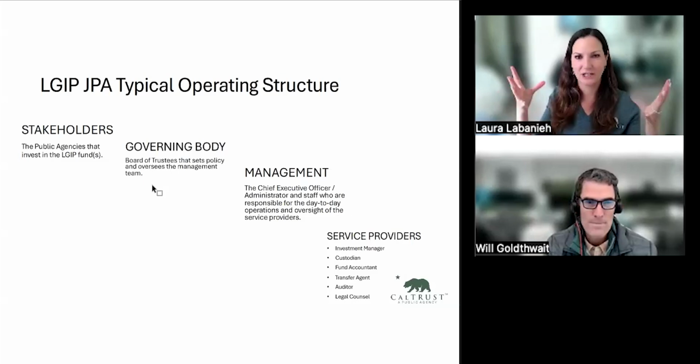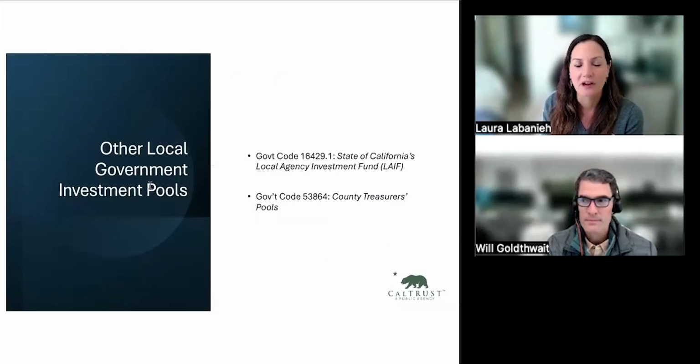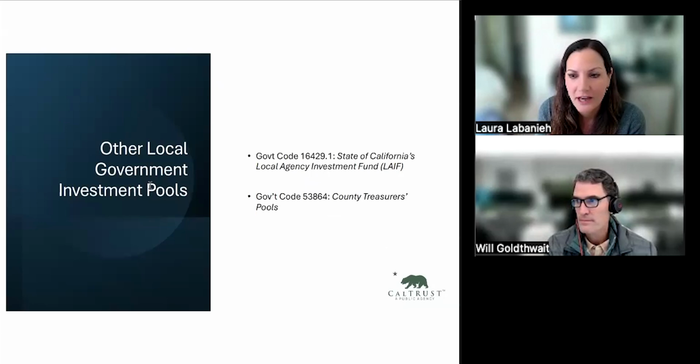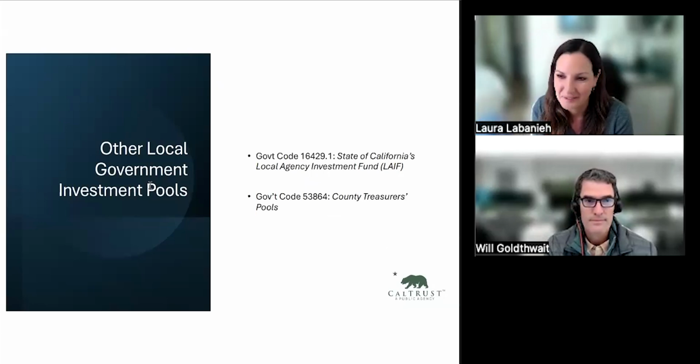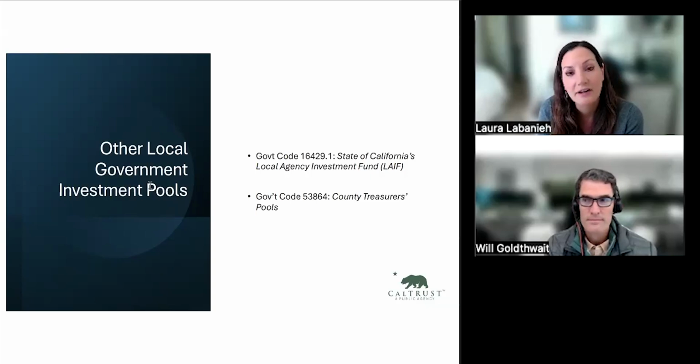So this is a basic overview of the JPA LGIPs in California, why you're allowed to invest in us, and how we're structured. There are other local government investment pools in California. One of them, I'm sure most or all of you on the line are familiar with, is LAIF, the California Local Agency Investment Fund. Government Code 16429.1 is what explicitly allows you to invest in LAIF. And then there are also county treasurers pools, which are under Government Code 53684.